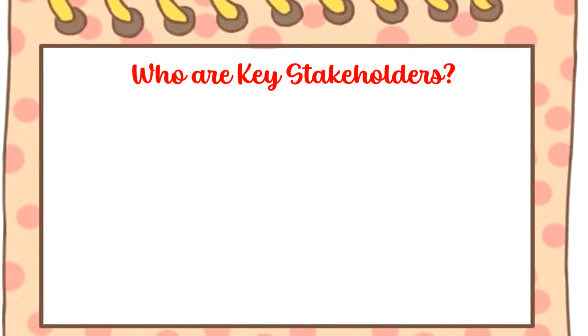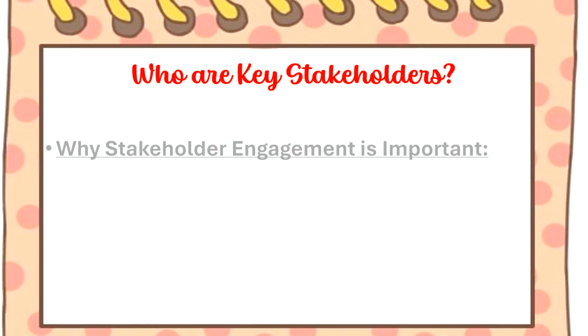Who are key stakeholders? Key stakeholders are the people or groups who are directly affected by a project or community issue. They can be residents, students, teachers, government officials, or even local business owners.